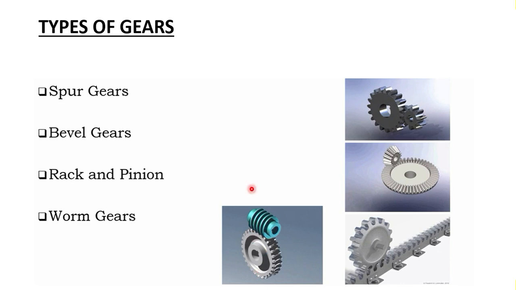Now in a machine, rotary motion is transmitted from one shaft to another. A set of gears which are employed to transmit motion from the main shaft of the machine to the various revolving elements is called a gear train.